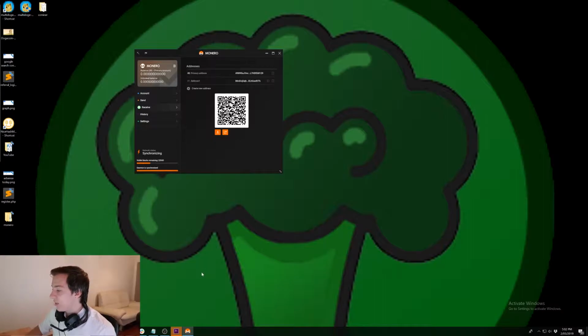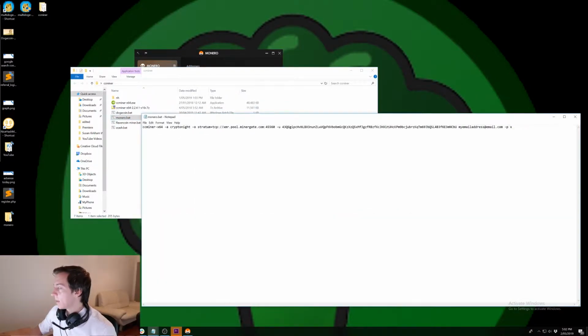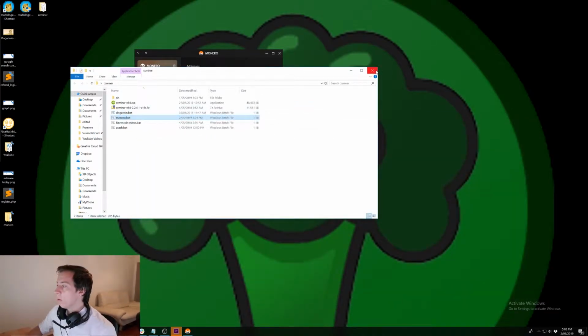Once you've got that address, then you can go back into your CCminer, or your sgminer if you're using ATI, and then go back into your batch file and just copy and paste that address into there. And then when you start mining, it will mine straight into your Monero wallet.